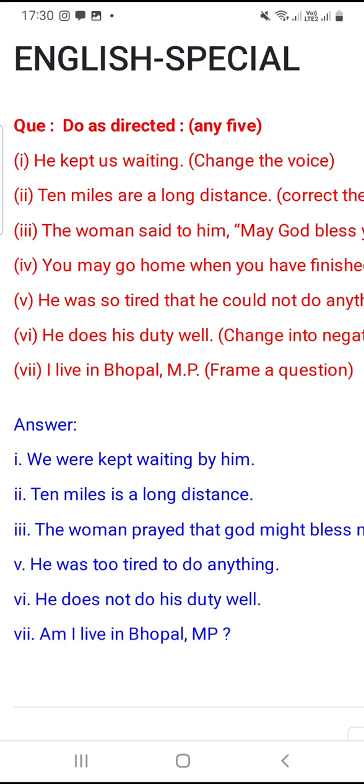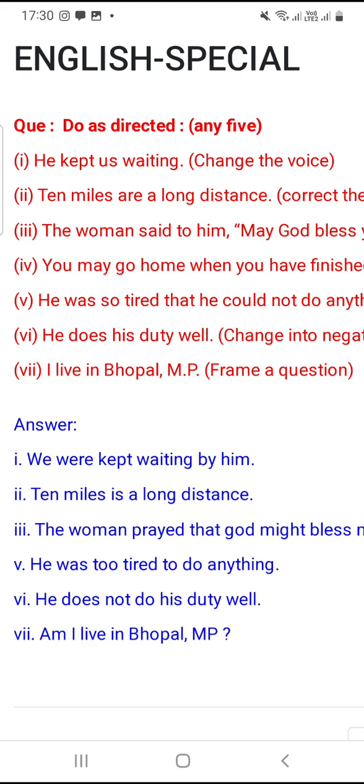I don't think so, it's very basic actually. I think you have enough knowledge about the basics, but I'm repeating. When you change the voice, that is active and passive, you just have to remember five thumb rules in your mind.